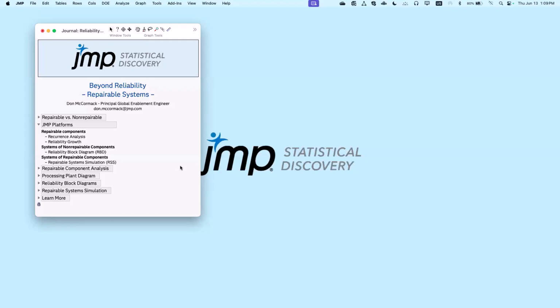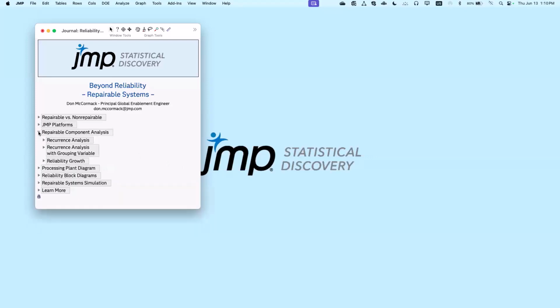Okay, so those are the three platforms we're going to look at. We're going to look at recurrence analysis, we're going to look at reliability growth, and we're going to also look at repairable system simulation. Now, I might have to make a quick side jog because many of you have JMP Pro. You're probably wondering, well, what's the reliability block diagram platform? And the reliability block diagram platform is kind of an intermediary. It's dealing with systems, but systems of non-repairable components, or at least components that I'm not considering being repaired. Okay, and I'll show you kind of the relationship between RBD and RSS just to make things a little bit clearer.